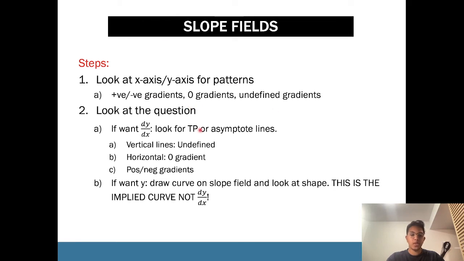So we look at the question, we look at what our derivative is. If we want to find what the derivative function is, we look for turning points or asymptotes. If we want to find a y, we look at the implied curve. So it's not dy/dx, so we draw on the curve, which is what those dots are. That's the implied slope. And so when you draw that implied slope, you want every point to be perpendicular to those given dotted lines. If that makes sense.